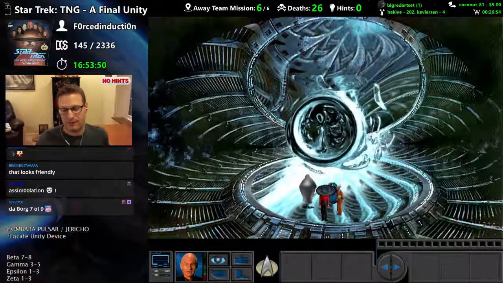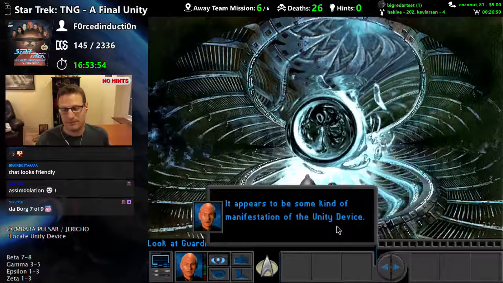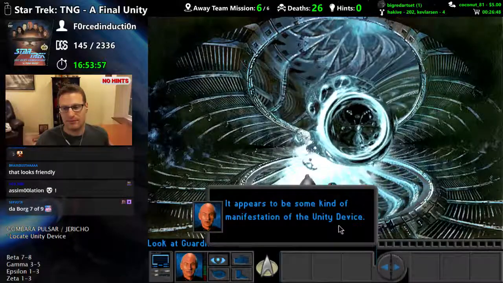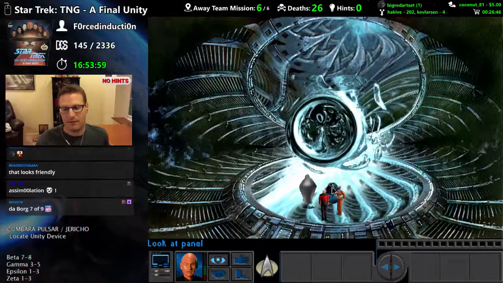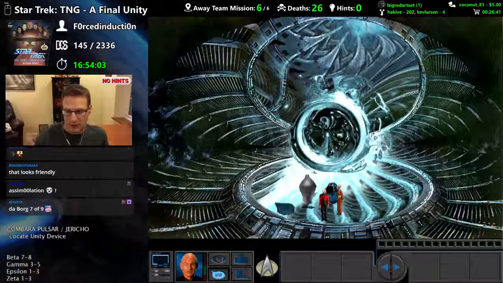Control panel, eh? Let's look at the Guardian first. It appears to be some kind of manifestation of the Unity device. This panel appears to control the Unity device. Can we talk to the Guardian for more information?